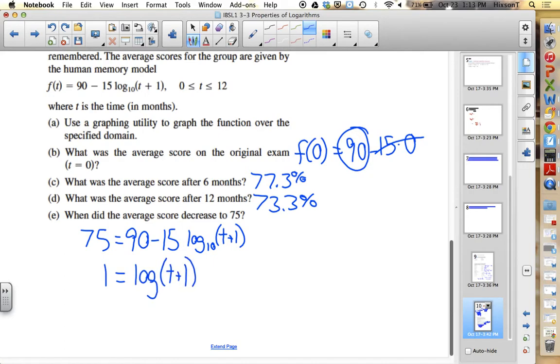Okay? Now, we haven't talked about how to solve these really other than by rewriting it as an exponential. Okay? So our log is base 10. So we would say 10 to the first has to equal t plus 1, right? So it was the 9th month. At the 9th month, the average score was 75%. Okay?